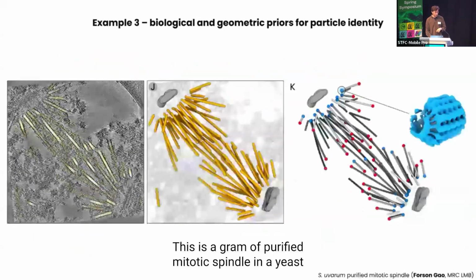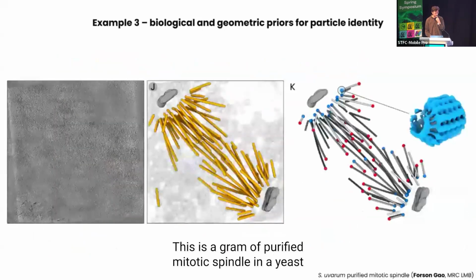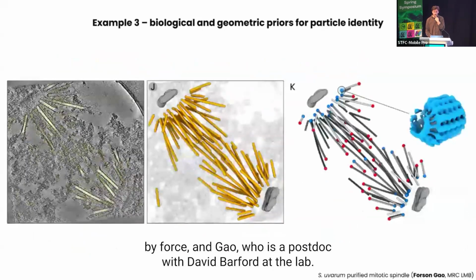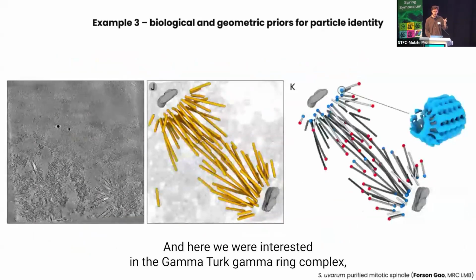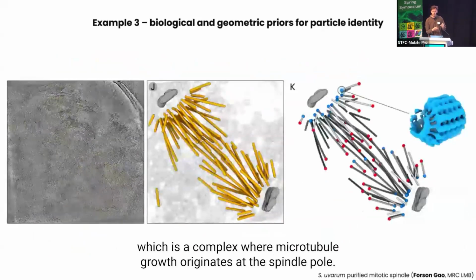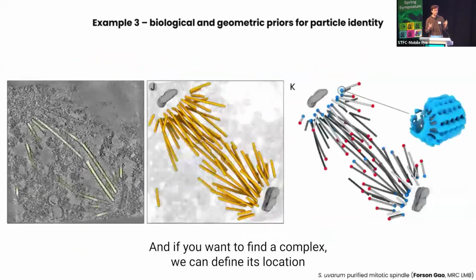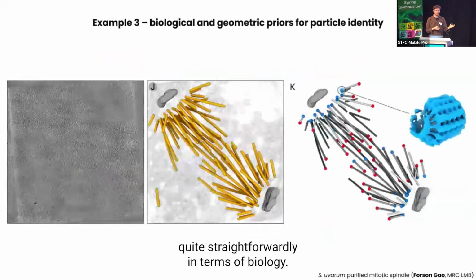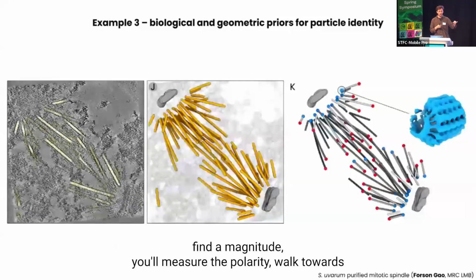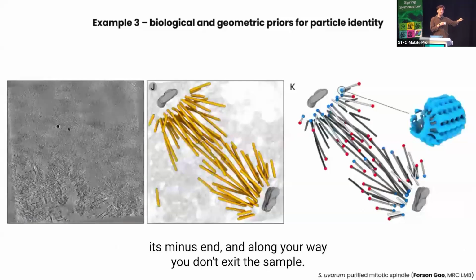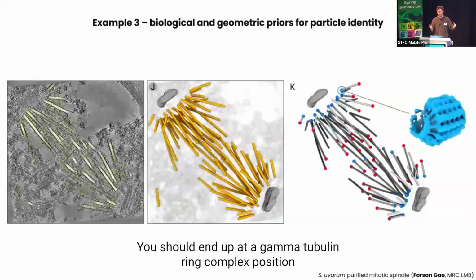Final example, this is a tomogram of a purified mitotic spindle in S. uvarum, a yeast, by Forsen Gao, who is a postdoc with David Barford at the LMB. And here we were interested in the gamma tubulin ring complex, which is the complex where microtubule growth originates at the spindle pole body. And if you want to find a gamma-TuRC, we can define its location quite straightforwardly in terms of biology. If you just enter the sample, find a microtubule, measure the polarity, now walk towards its minus end, and along your way, you don't exit the sample, you should end up at a gamma-tubulin ring complex position.